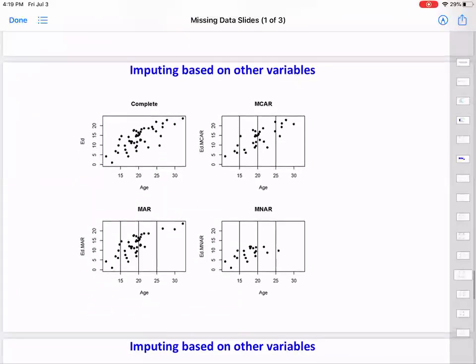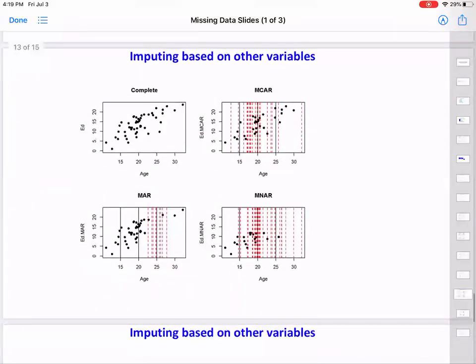So now I want to show you what it looks like when you're imputing based on other variables. What I've done here is I have drawn vertical lines in each of these graphics based on age groups, just for 15, 20, 25, etc. Okay, so now everybody's divided up into age groups. And I'm trying to, again, impute the education values for people who are missing on age.